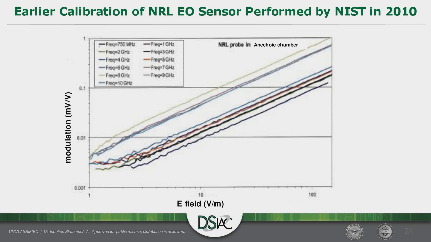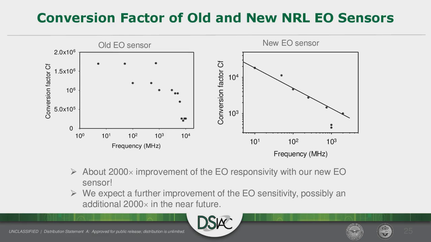That is performed by NIST for higher frequency, 750 megahertz to 10 gigahertz. So beyond about 3 volt per meter, it is all linear. But the frequency dependence slope is slightly different because the conversion factors are different. Next, please.